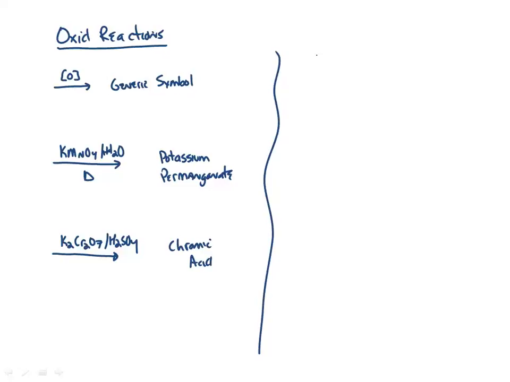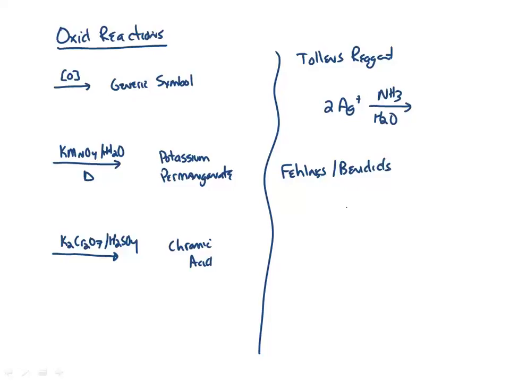We're also going to have what's called the Tollens reagent, and that's where we add 2 silver ions, and we have to do it in a basic solution with ammonia. And then we also have one we're going to know as Fehling's/Benedict's, in which we have to add 2 copper ions to something, and we do it in sodium hydroxide and water.